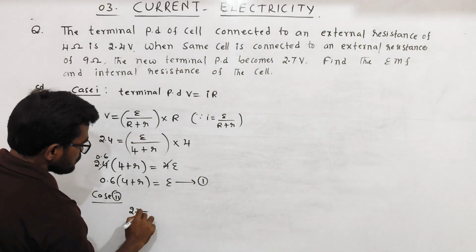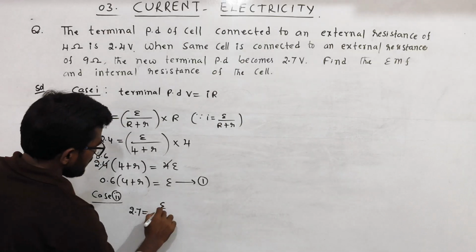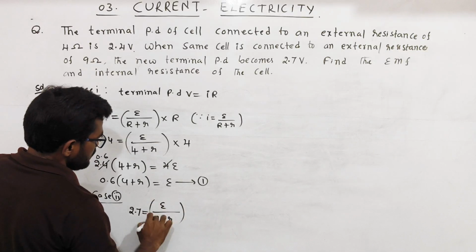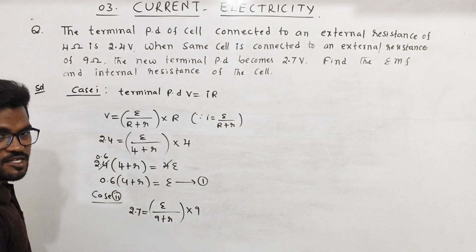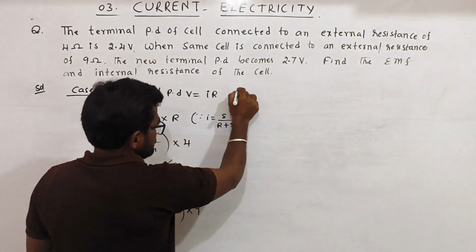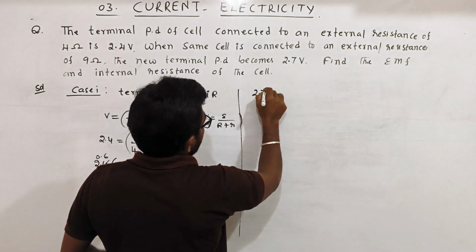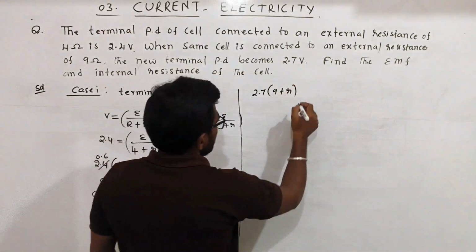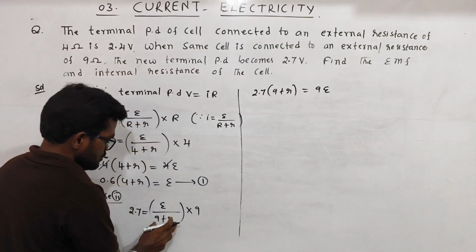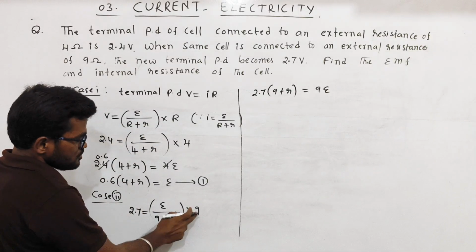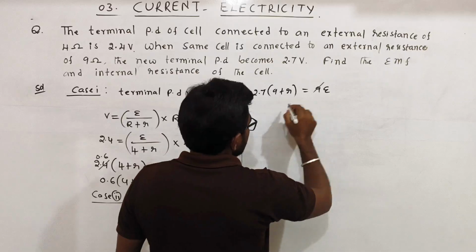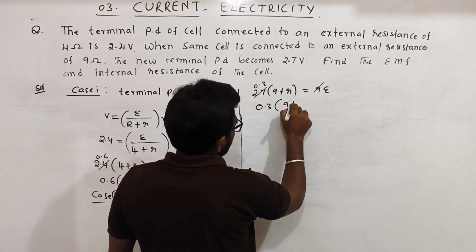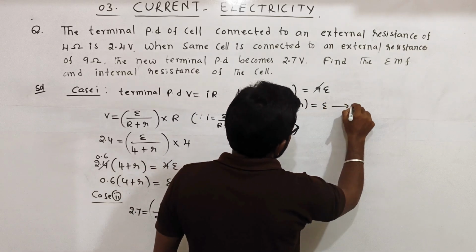So 2.7, that is the V value, is equal to E divided by 9 plus small r, into capital R value 9, because for case 2 capital R is 9. By cross multiplication, we will get 2.7 into 9 plus r is equal to 9E. Cancel this equation. 9 ones are 9, 0.3 times. So 0.3 into 9 plus r is equal to E, equation number 2.